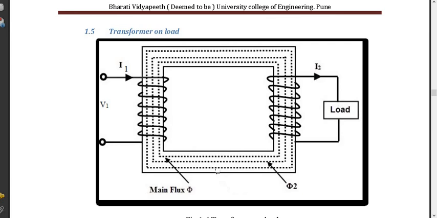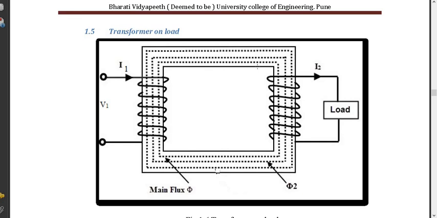Now the moment I say I2 is there, N2 is there, so N2 I2, that means the secondary MMF, will try to produce its own flux in the opposite direction. But this is not tolerated, because the transformer is supposed to be a constant flux machine, so whatever flux is in the machine should be maintained constant.